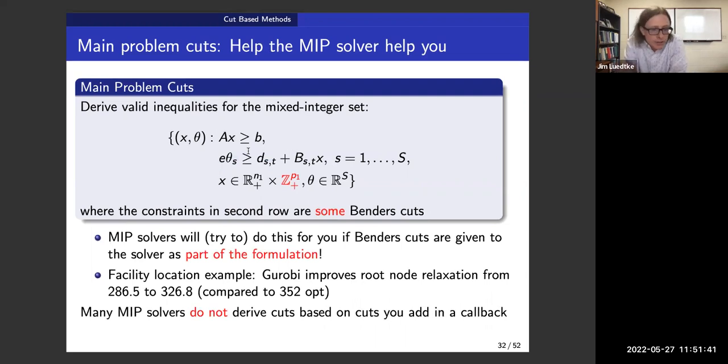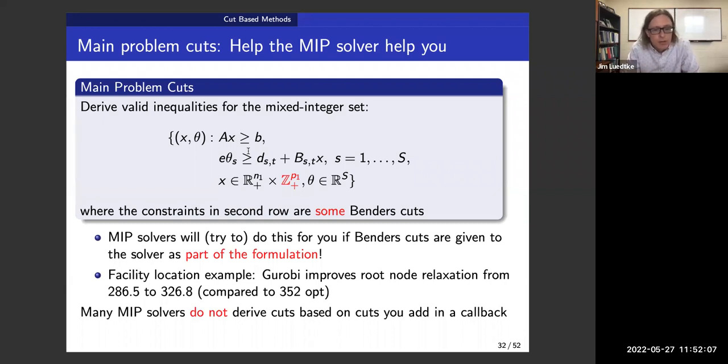Now, the good news is this particular idea of generating these cuts in the main problem, if you're using a good MIP solver, they're going to do it for you as long as you add these cuts as part of the formulation. That's an important detail. If you're adding these cuts only as lazy constraint cuts, then the solver doesn't see those cuts until later, and they're not able to make use of them.